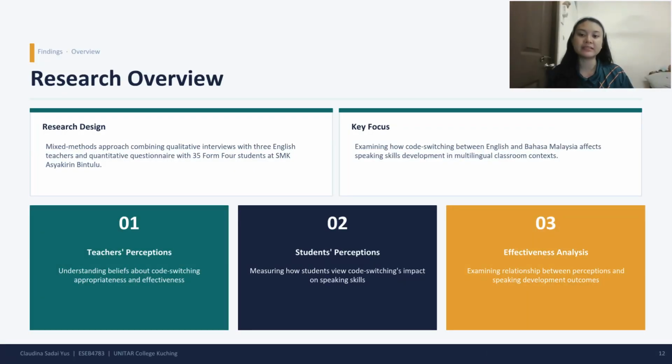Next, this is my research overview, which covers the teachers' perceptions, the students' perceptions, and the third one, the effectiveness analysis of how code switching can really help students in their speaking skills.